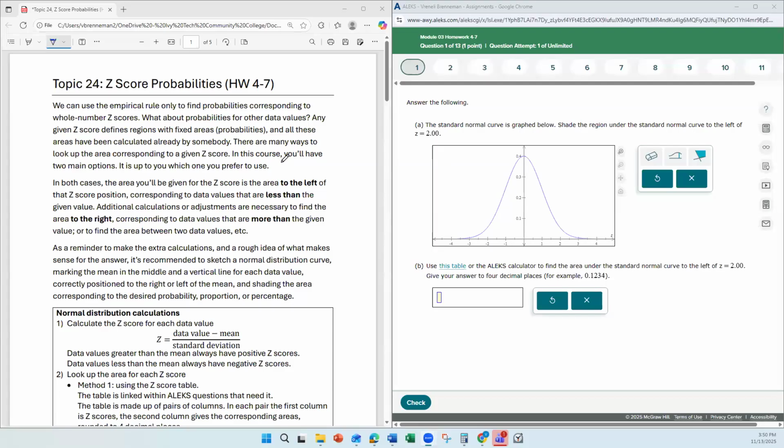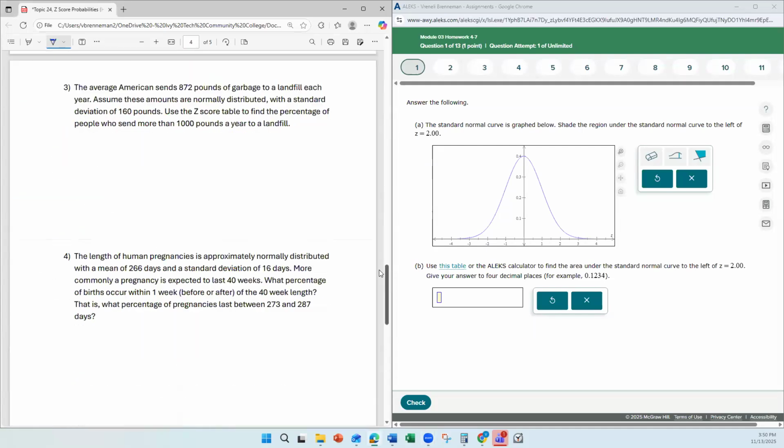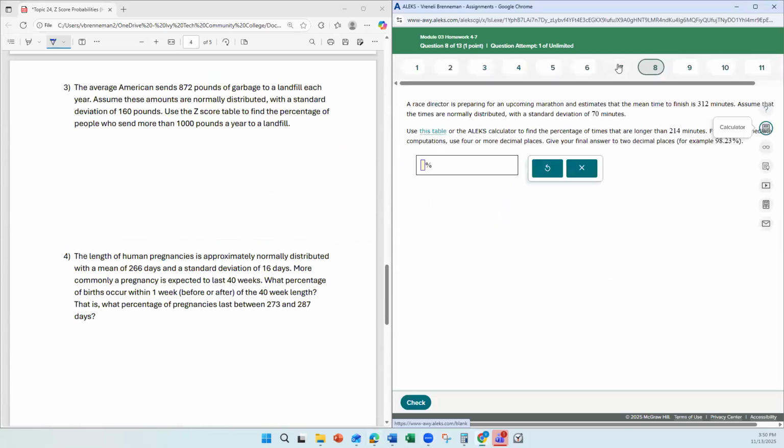This video is over topic 24, numbers 3 through 6, doing normal distribution word problems. So when you get these questions, you're going to be given a mean, you're going to be given a standard deviation, you're going to be given one or more data values along with information you're looking for, a percentage usually on these, that are longer, that are shorter, bigger, smaller, taller, wider, or that are between these two.